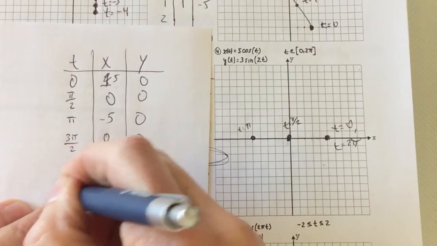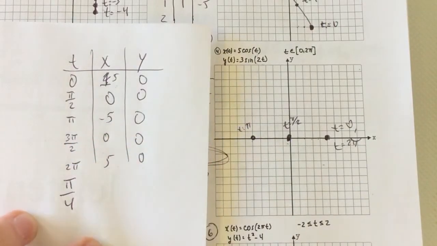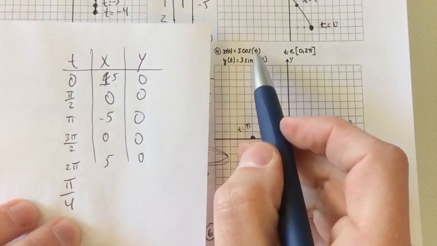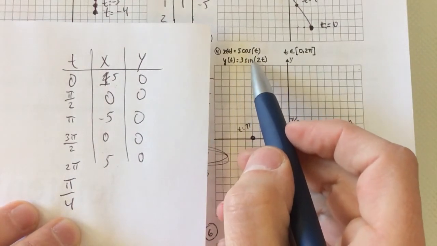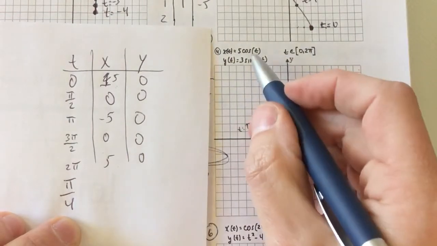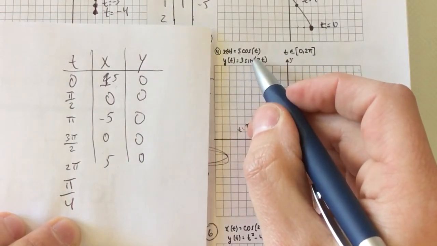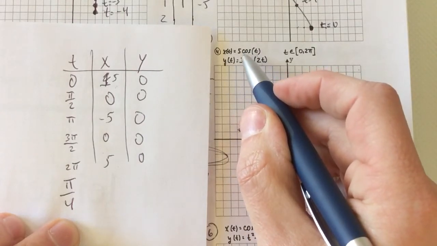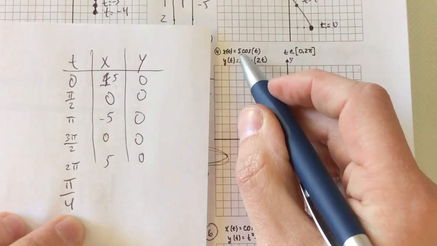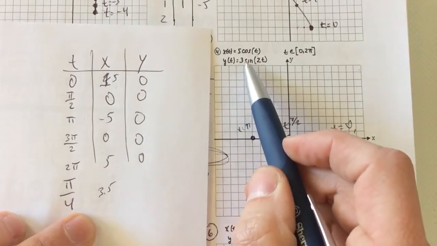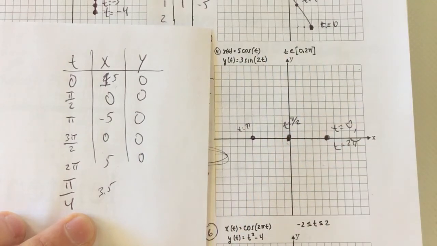Let's put in some more points. Pi over 4. Cosine of pi over 4 is root 2 over 2. Root 2 over 2 is about 0.7. 0.7 times 5 is 3.5. I'm telling you, or plug it in the calculator.